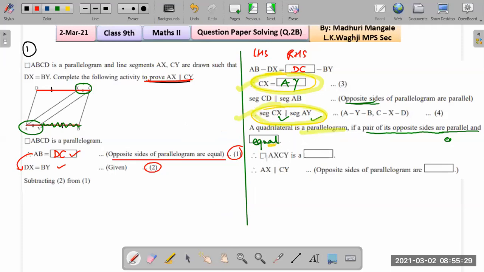And what can we say here? Quadrilateral ACXY. So just check, ACXY is this one. Automatically that becomes a parallelogram. Why? Because opposite sides are equal and parallel. Therefore, this is a parallelogram, right? And then here, what will be the reason that goes in this box? Opposite sides of parallelogram are parallel, right? Because here the parallel sign is used, so we have to write parallel over here.